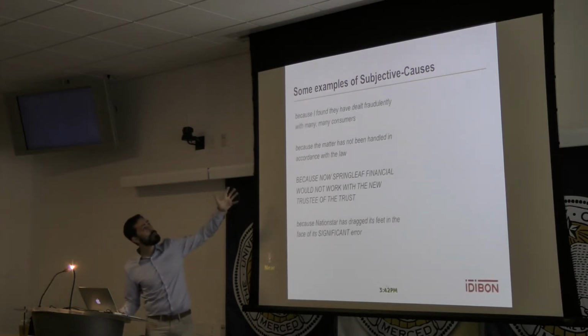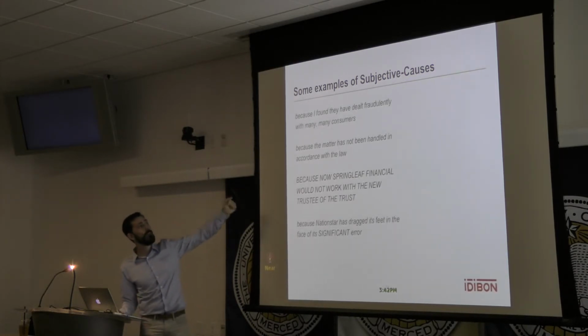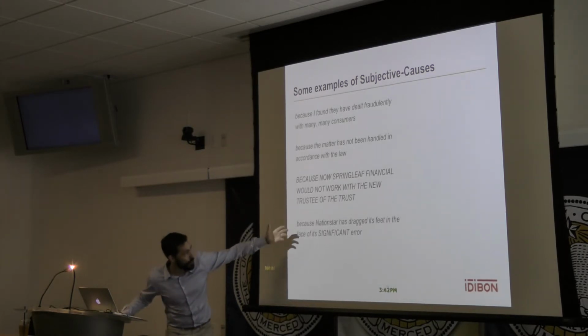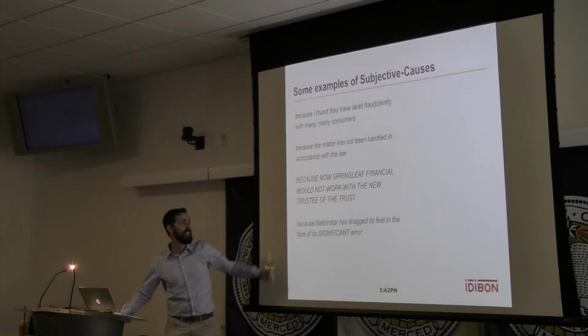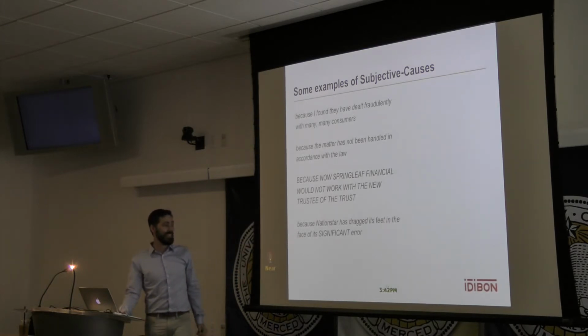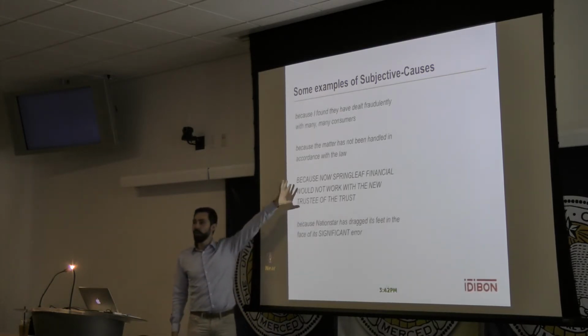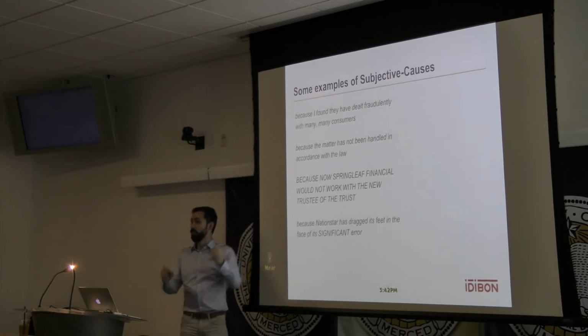Because I found out they've dealt fraudulently with many, many customers, because the matter has not been handled in accordance with the law, because now Springfield Beach Financial would not work with the new trustee of the trust, because NationStar has dragged its feet in the face of its significant error, right? So you get all sorts of linguistic signals that you want to detect, right? So what would you build?